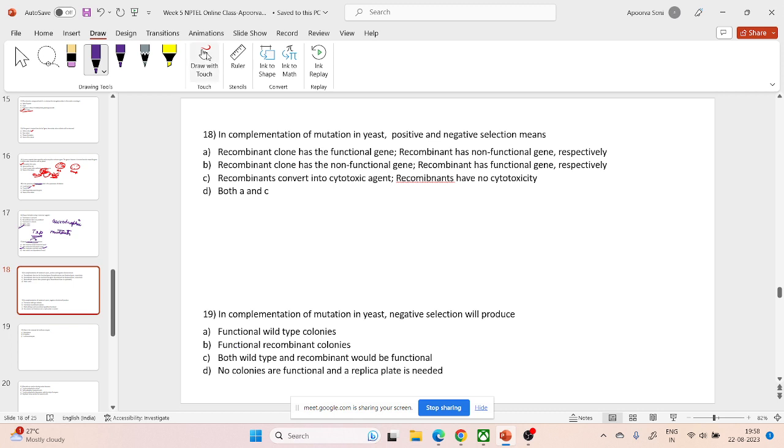Next question: in complementation of mutation of yeast, positive and negative selection means what? A, recombinant clone has the functional gene, this is the positive selection, and this is the negative selection, meaning recombinant has non-functional gene. B, recombinant clone has the non-functional gene, it has functional gene. C, recombinants convert into cytotoxic agent, recombinants have no cytotoxicity. And D, both A and C. So what is the correct answer?